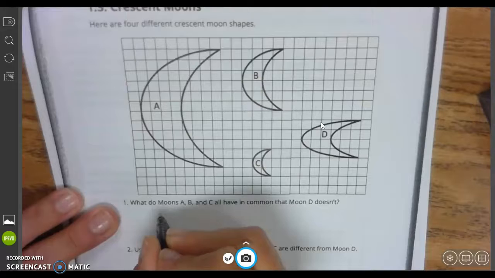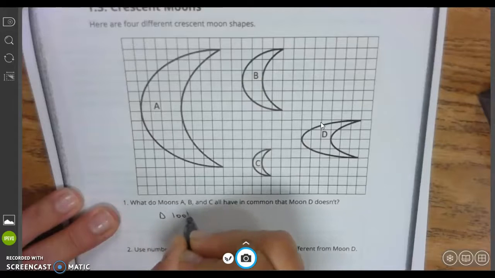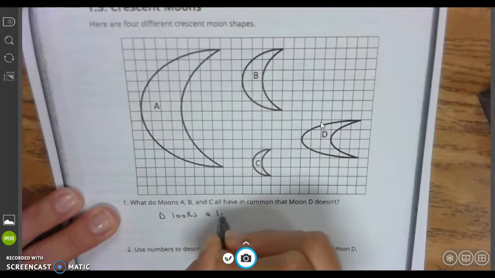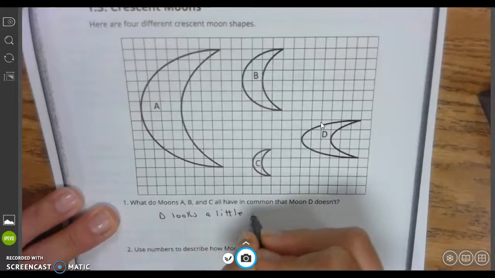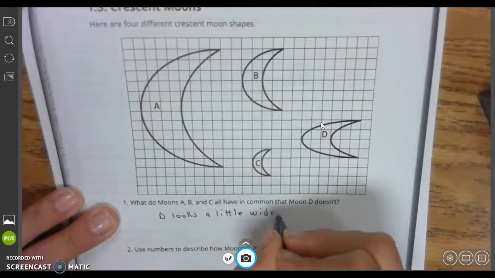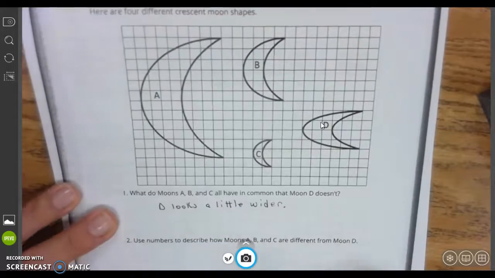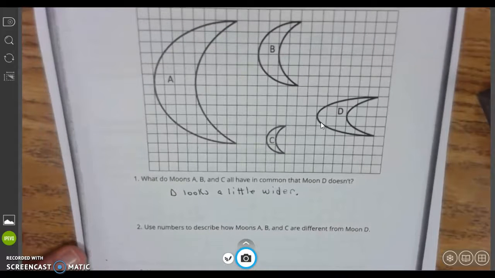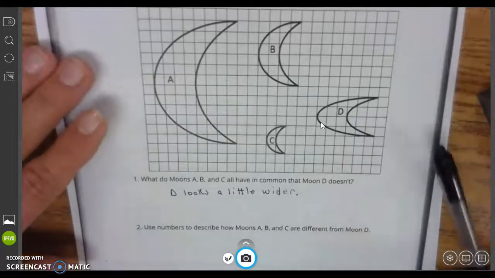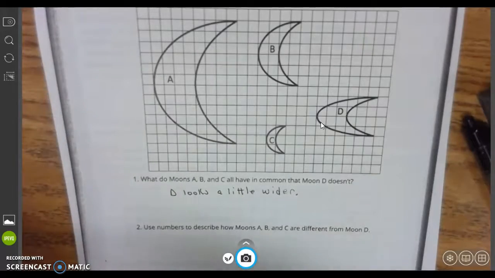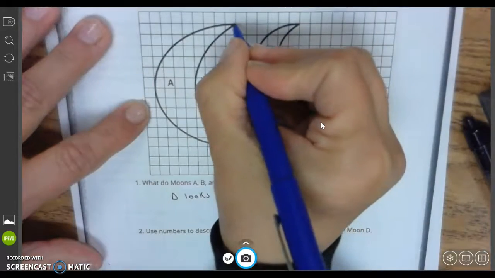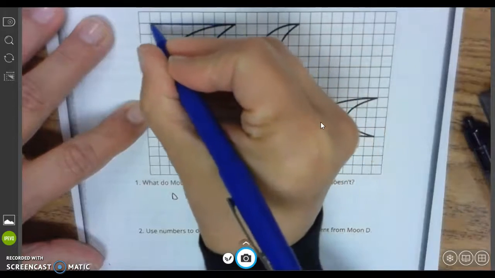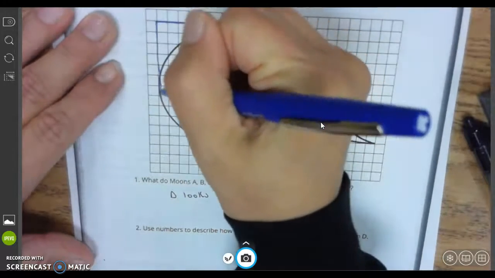So D looks a little wider, maybe. It curves around a little more. And let's use numbers to describe how A, B, and C are different from D. Well, what you could do to compare those numbers is let's just draw a box around the moon. So start where the moon starts, go straight across. We're going to make rectangular boxes.